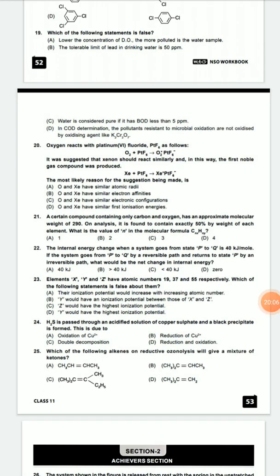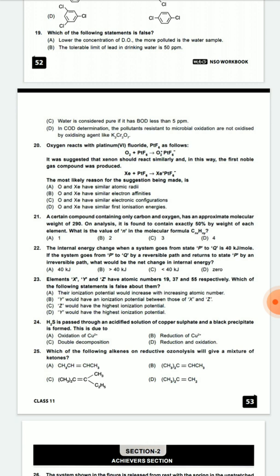Option A, oxygen and xenon have similar atomic radii. Option B, oxygen and xenon have similar electron affinities. Option C, oxygen and xenon have similar electronic configuration. Option D, oxygen and xenon have similar first ionization energies. So option D will be the correct answer, as oxygen and xenon have similar first ionization energies.